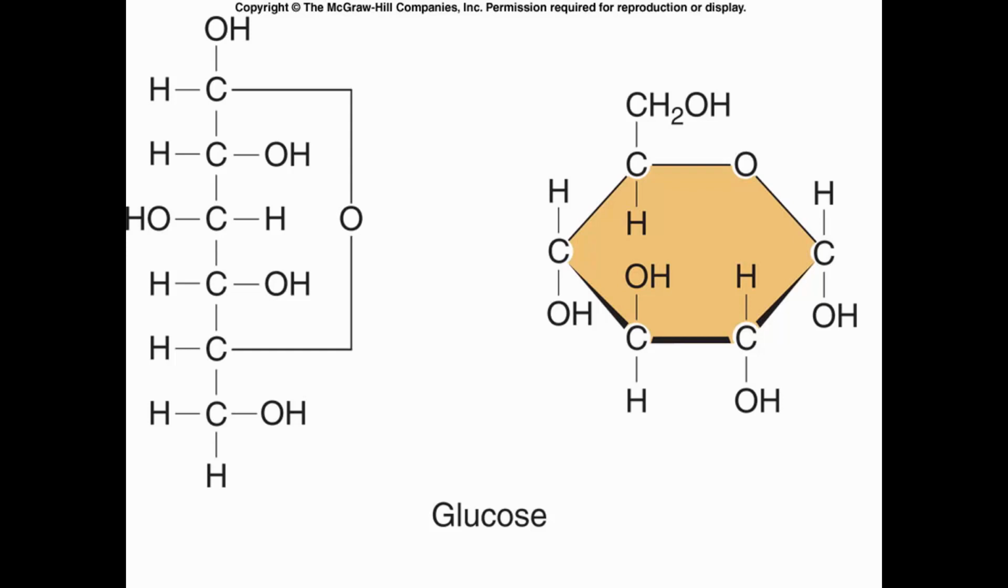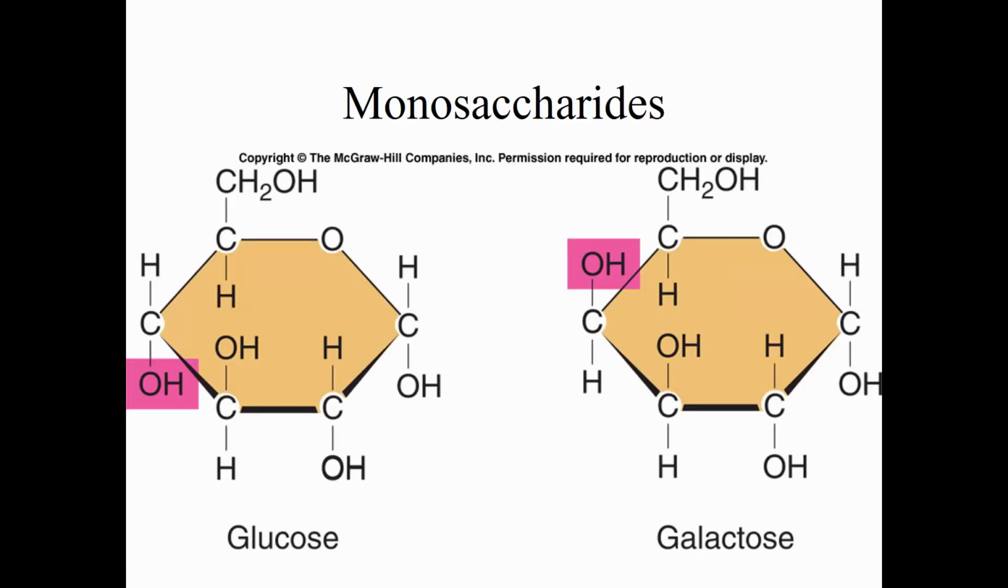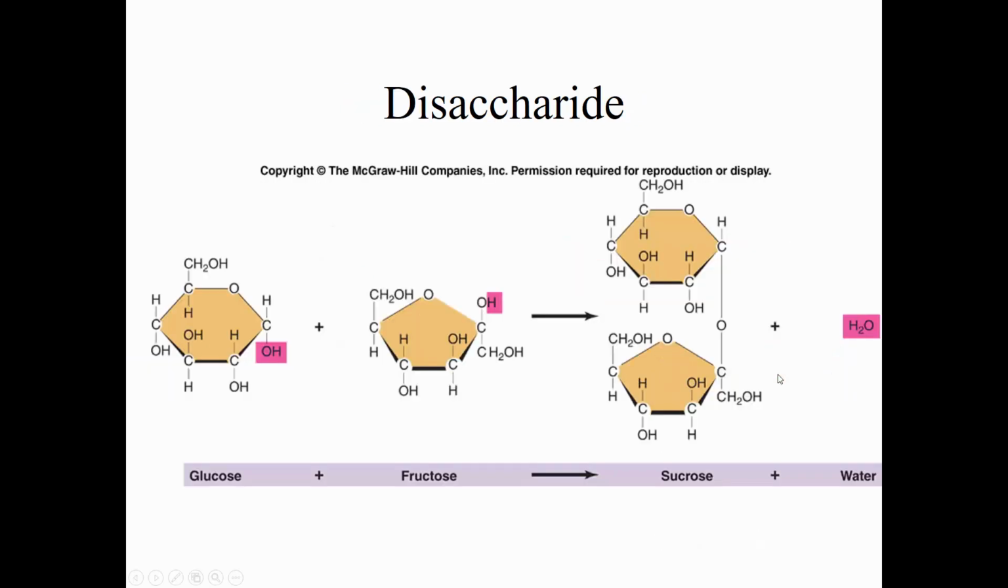All right, let's talk about carbohydrates. So we have a chain of carbons, or we can show it in its circular form. This is a 6-carbon sugar we call glucose, and glucose is very important as an energy source for biological systems. If we just have one glucose, or here's a galactose, if we just have one sugar, that's a monosaccharide.